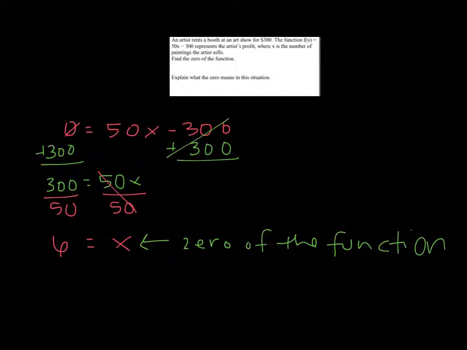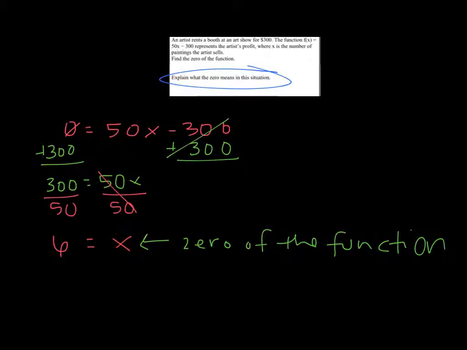Well, the next question that they ask me is, well, what does that mean? So if you go back into your problem, they told you x is the number of paintings the artist sells. Well, if this person only sold 6 paintings, so if I put a 6 right there, 50 times 6 is 300, and 300 minus 300 makes my output, which remember your output is supposed to be the profit. So at 6 paintings, we know that the artist will break even. That means they don't lose money, but they also didn't make any money.